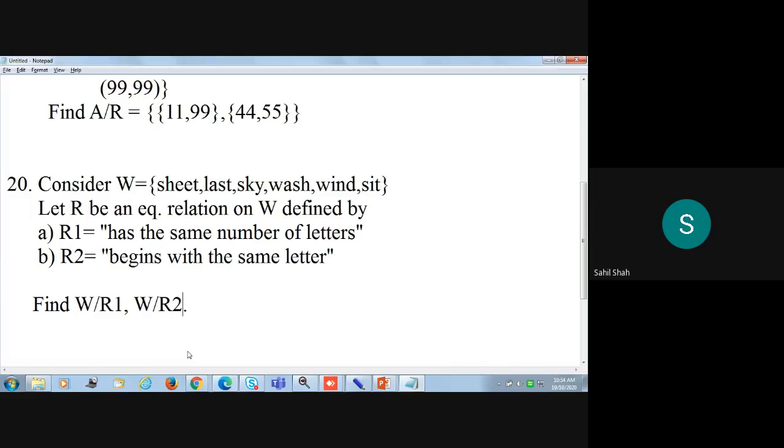First of all, try to understand the question. We have been given a set of words and we have to form a relation. How to form a relation? The pairs will be related if they satisfy the given condition. What is the first condition? The number of letters in every word must be the same, and the second condition is that the words must begin with the same letter. Those will be related.